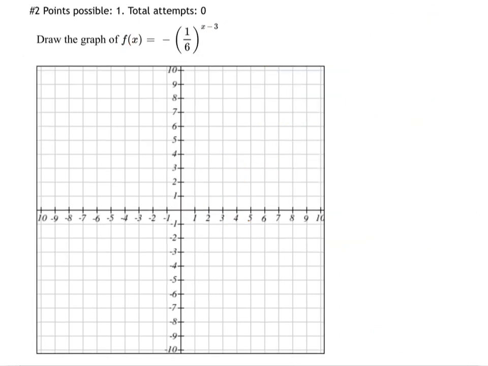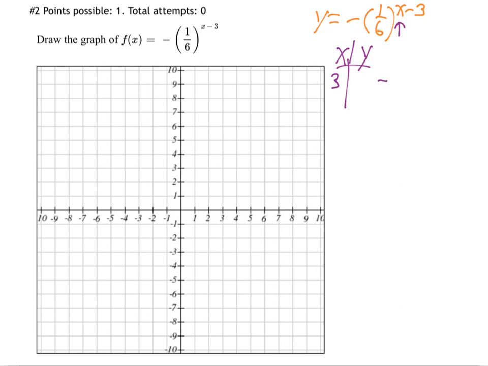Okay, so number 2, same kind of thing. We have y equals minus 1/6 to the x minus 3. Okay, we're going to make an xy chart. We want to get a couple of points to graph. Let's start with 3 again, because whatever number they put next to x, that's just easy. So what does y equal?